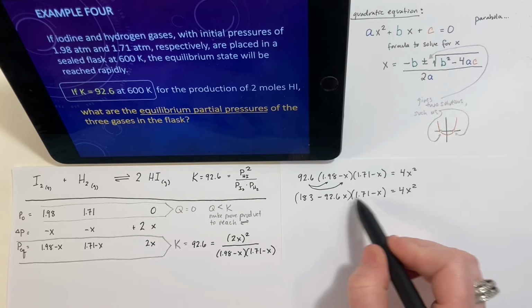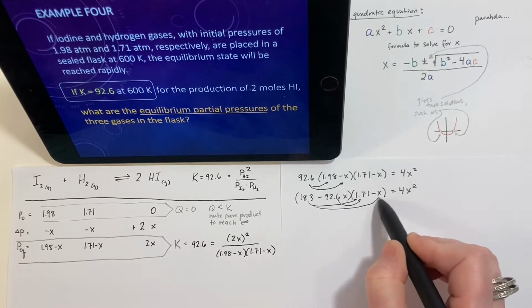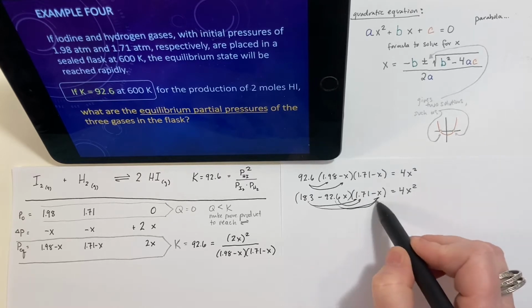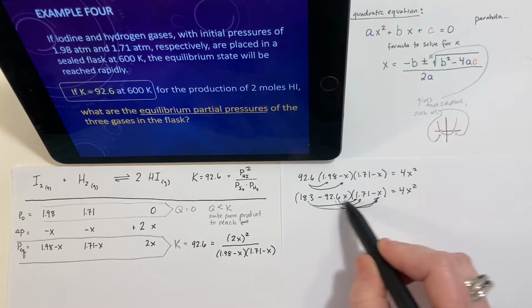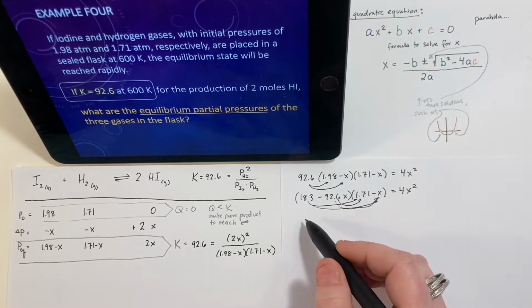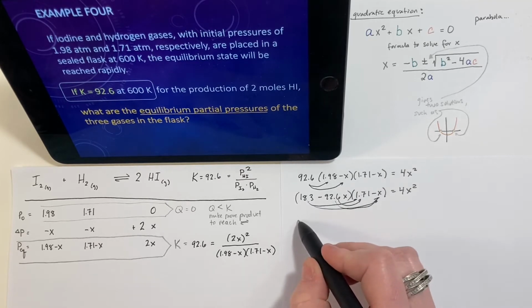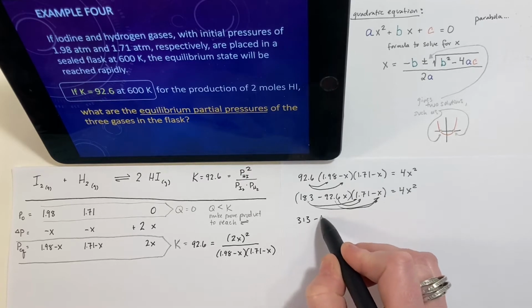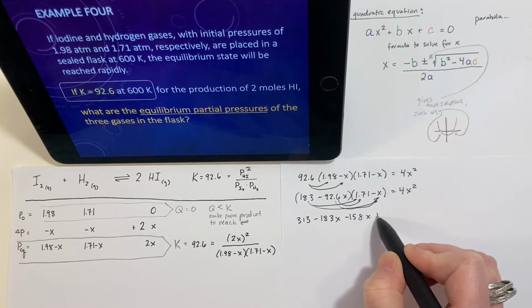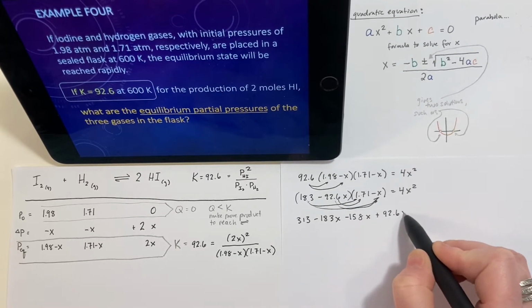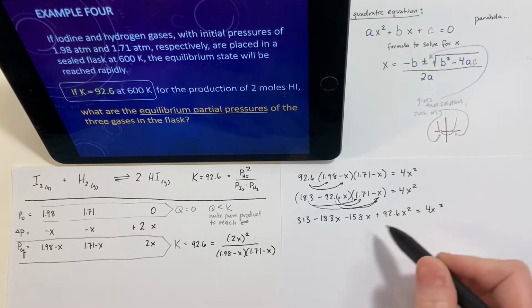And then we have to multiply these two, and this one, and then we have to do that one. So we need 4 terms here: the first, the outer, the inner, and then the last. So if I write those out, I'm going to get 313 minus 183x minus 158x plus 92.6x squared. That's the last term there. And on the right side, still got that 4x squared.